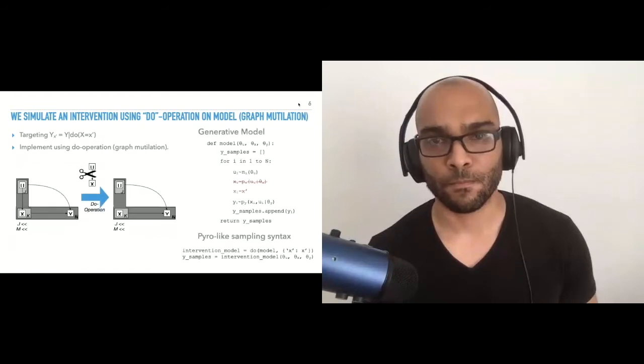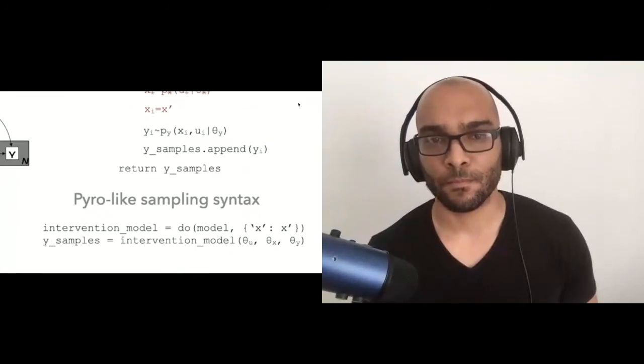In the general case of probabilistic programming, we can view this as a kind of program transformation, one that replaces the expression that samples the variable x with one that assigns it a constant value, breaking its dependence on any expression that came before it in the program. We then sample from this transformed model. The pseudocode here shows how we can implement something like this in a probabilistic programming language like Pyro, using something like Pyro's do operator, which will transform the program.